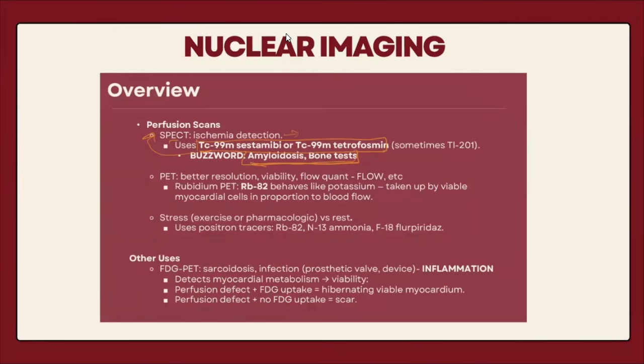You're trying to look for ischemia in the patient. Then we have PET scan. PET scan, as we mentioned, if you remember, has better accuracy in both specificity and sensitivity. You use it to look at flow. So now you have something called a rubidium PET.